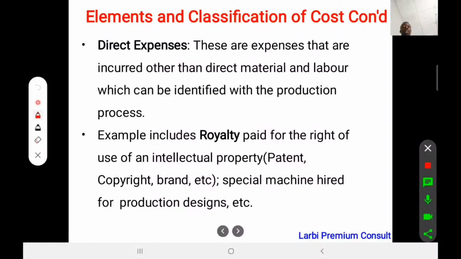So let's say you are into the production of biscuits, and you want a special design on your biscuit, and you want to use a machine for it. You're going to hire a special machine that does that design on the biscuit. That becomes a direct expense, because we can see it on the biscuit. So all the cost associated with that becomes a direct expense.